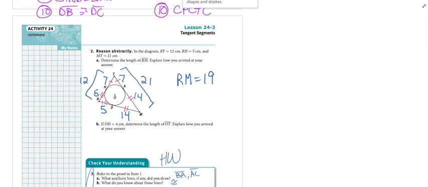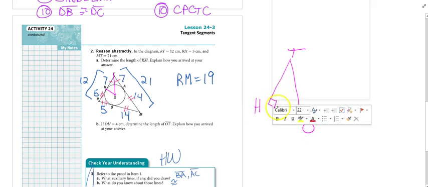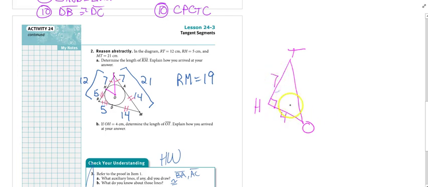Now if we're looking at letter B, if OH equals 4, and we're trying to find OT, we draw those. So I'm going to draw it a little bit bigger. E, O, and H. Because TH is a tangent segment, we know this is a right angle. We know OH is 4, they tell us. TH is 7, because we already knew that.